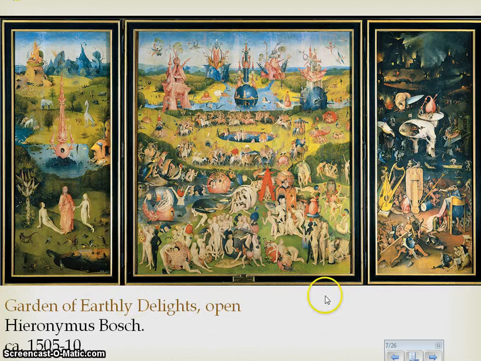Here we have an example of another Northern Renaissance painter. His name is quite difficult. It's Hieronymus Bosch. He is a very well-known painter at this time. We're going to come back to him in a bit.